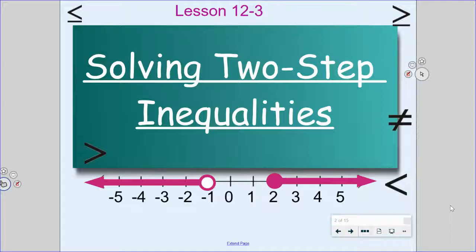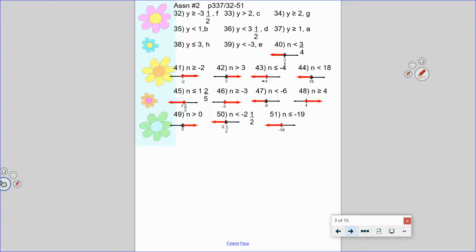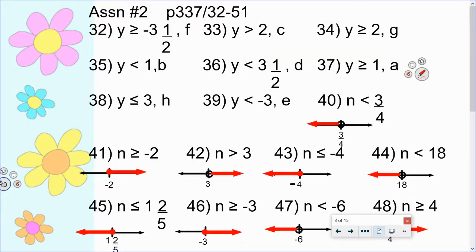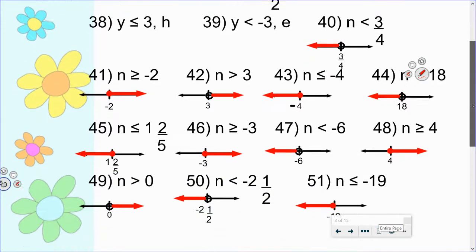And ladies and gents, welcome back to another lesson, Chapter 12, Lesson 3, Solving Two-Step Inequalities. Notice the key, two-step. That'll be kind of similar to what we've been doing. Go ahead and pause your video. Come on back when you are ready.